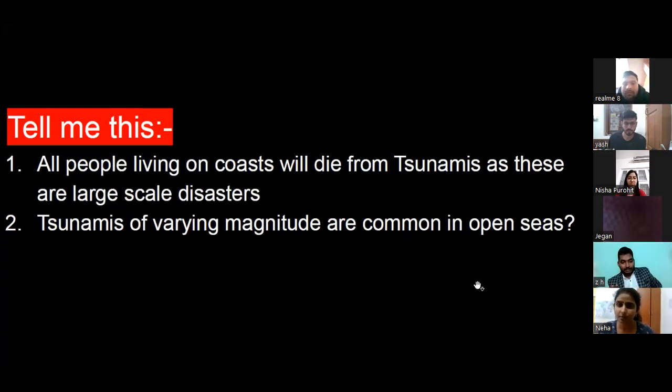Similarly, statement 2, tsunamis of varying magnitude are common in open seas. So this is a thing of common knowledge. There is no rocket science here. Fine. As simple as it seems, now I'll present 4 options before you. Now you are very clear in your mind about what is common and what is uncommon with respect to tsunamis and disasters. Let's see whether this very thought process of ours helps to solve a real question from the 2022 CSAT paper.